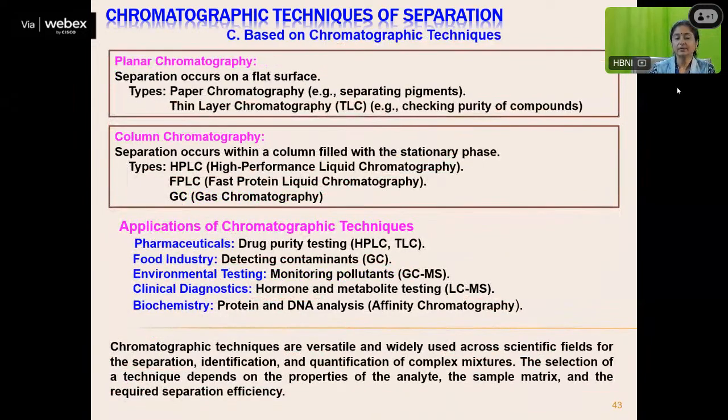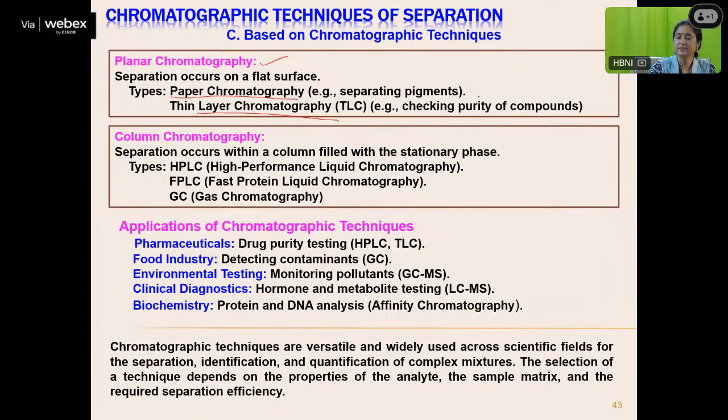Now the third type of classification of chromatographic techniques is planar chromatography. That means the separation occurs on a flat surface. In paper chromatography, you know paper is a flat surface, so it is planar chromatography. Or thin layer chromatography, where silica gel is coated on a glass plate. So these are examples of planar chromatography.